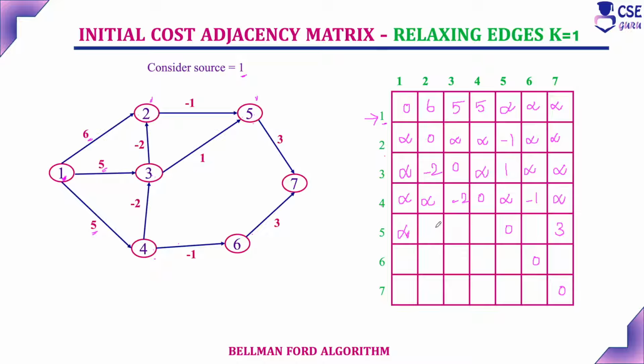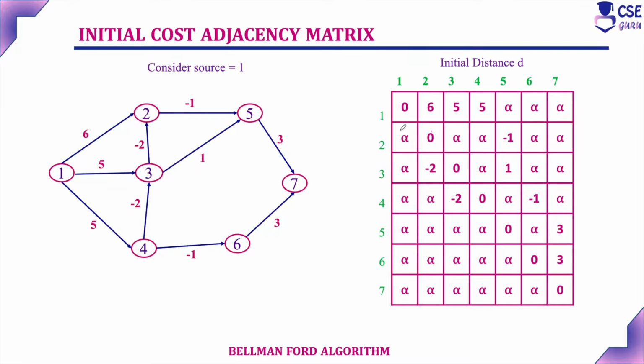For the remaining vertices, we don't know the distance, so it is infinite. Vertex 6, only one direct path from 6 to 7, distance is 3. And for the remaining vertices, the distance is infinite. Similarly, for vertex 7, there is no direct path to any other vertices, so everything we will make infinite. So this is the initial cost adjacency matrix considering the source vertex 1.